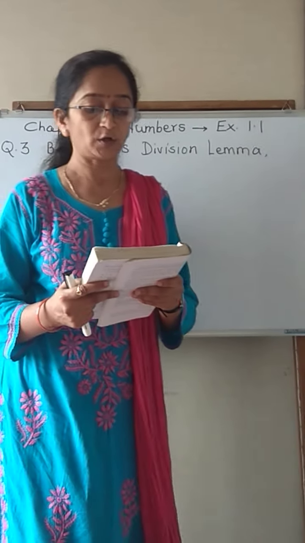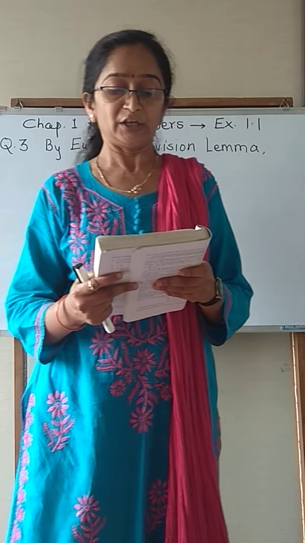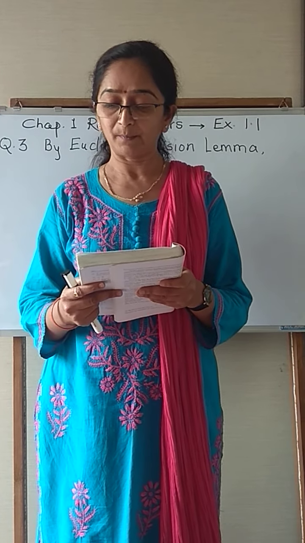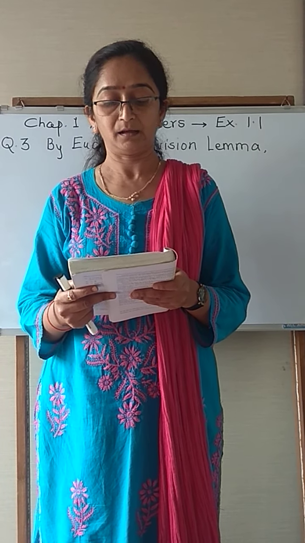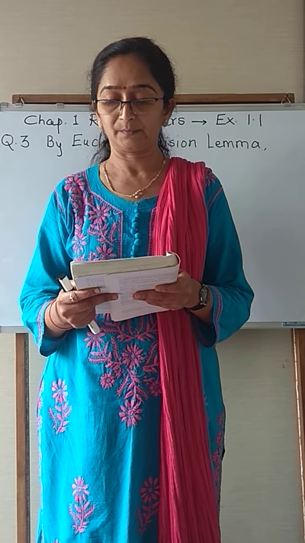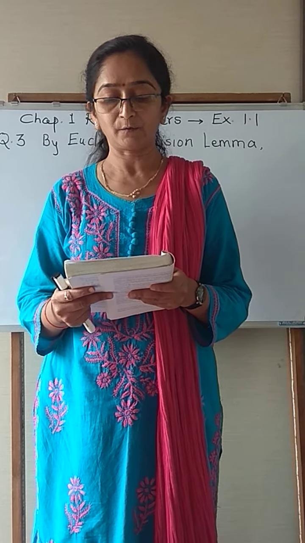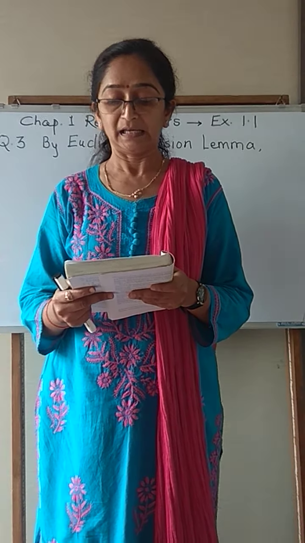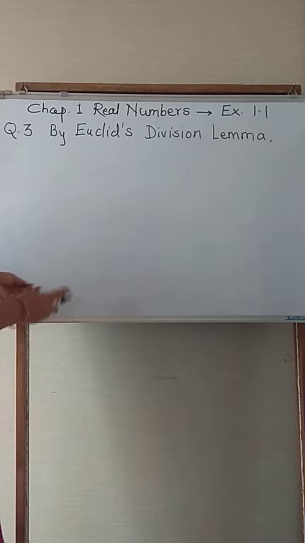An army contingent of 616 members is to march behind an army band of 32 members in a parade. The two groups are to march in the same number of columns. What is the maximum number of columns in which they can march? Now here we have to find the maximum number of columns.